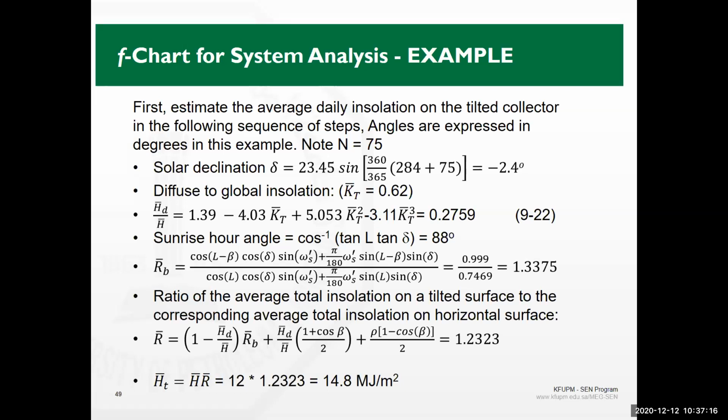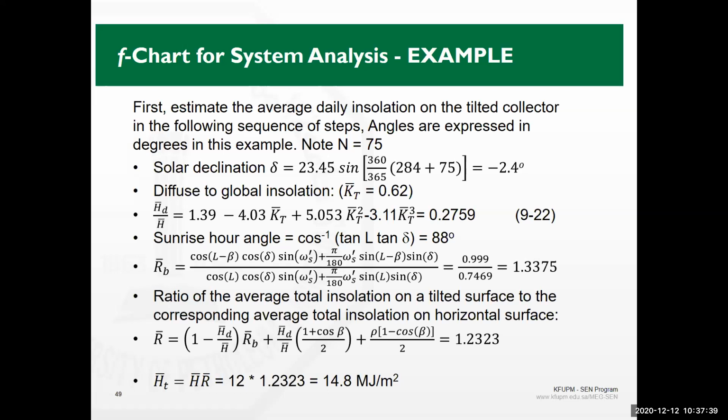N, which is the number of the day, is 75. So the solar declination angle, delta, is given by that expression here. N is 75, so the angle is minus 2.4. The diffuse to global radiation insolation for KT equal to 0.62, the equation is equation 22 in your book in chapter 9.